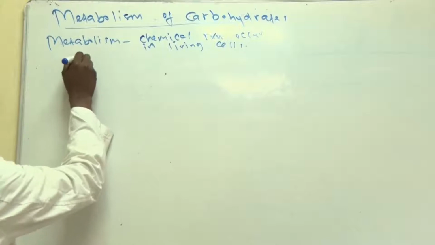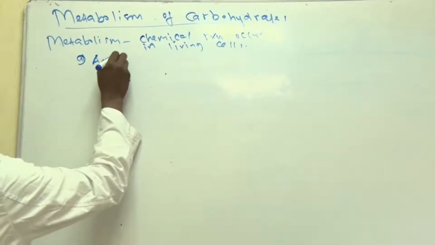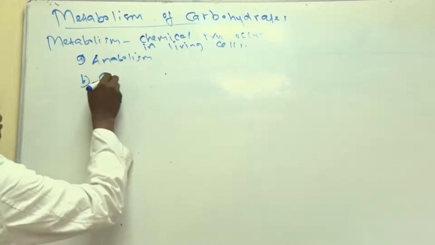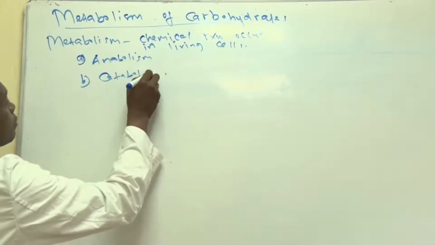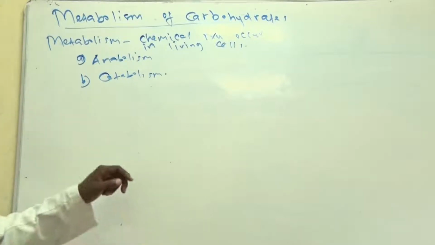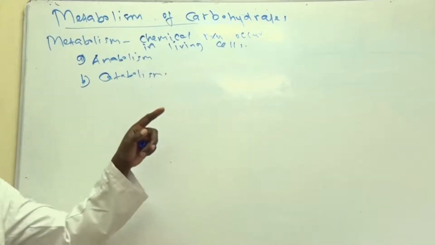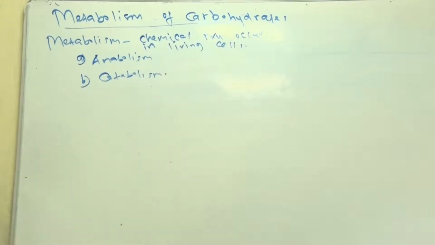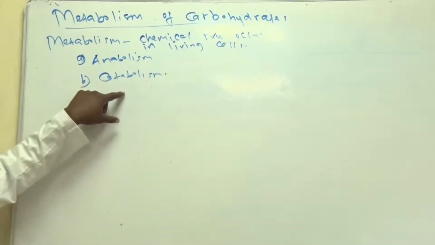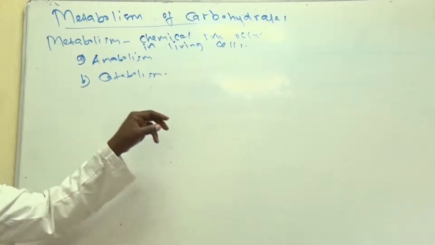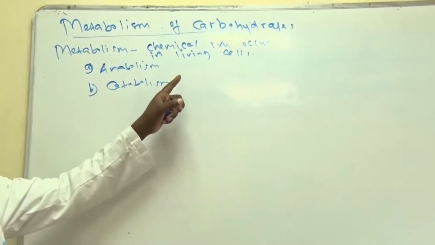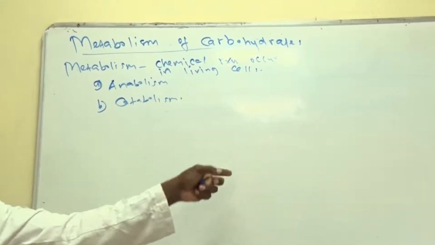Now we have two types of metabolism. We have anabolism, and also we have catabolism. Now anabolism is the build-up process which requires energy to form complex molecules, whereas catabolism is the breakdown of the complex molecules to form simple molecules, and the reaction is normally exothermic, that is, heat is released.